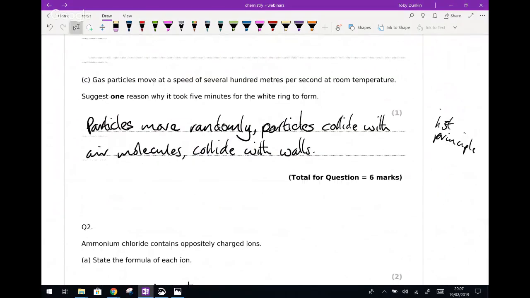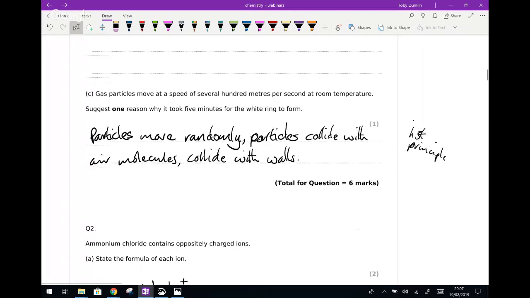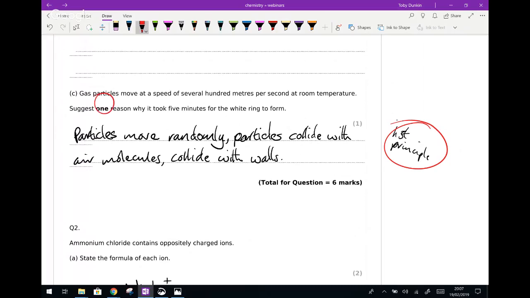Moving on. Gas particles move at a speed of several hundred meters per second at room temperature. Suggest one reason why it took 5 minutes for the white ring to form. Guys, list principle. If asked for one reason, you just need to quote one reason. If you quote more, they'll just ignore it. The particles are moving randomly. I've just gained my one mark. That's all I needed to say. Now, I've given all the answers because I hate giving one answer. I think the explanation of all of them is good. So the particles move randomly, one mark. The particles collide with air molecules, one mark. They also collide with the walls of the chamber.